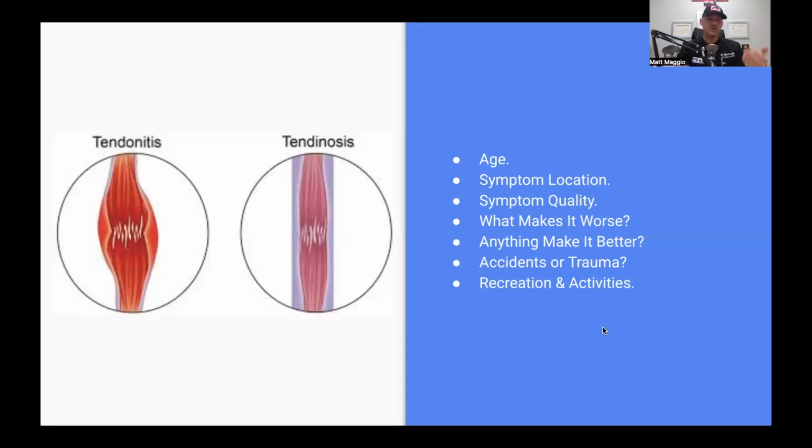Sometimes with accidents or trauma, you might see some damage to the tendon. Definitely recreation and activities, like I said, if they play some type of racket sport where they're gripping, or something with their job, or they're on their computer all day long. But a tendinosis is a really big deal, because usually when someone ends up having a tear of the tendon, it started with a tendinosis. It doesn't just happen overnight.